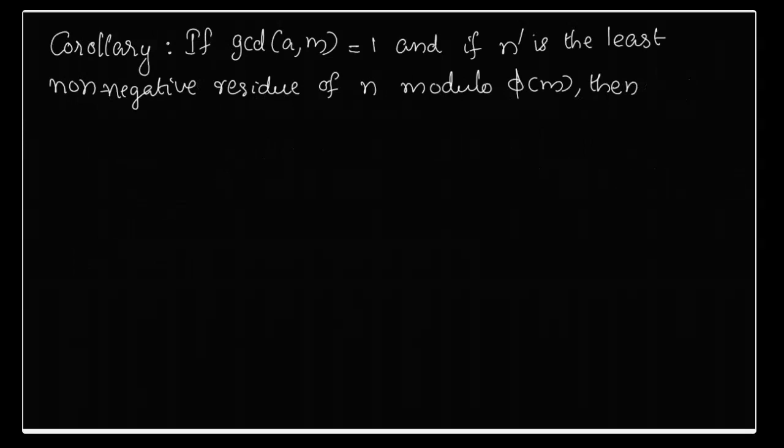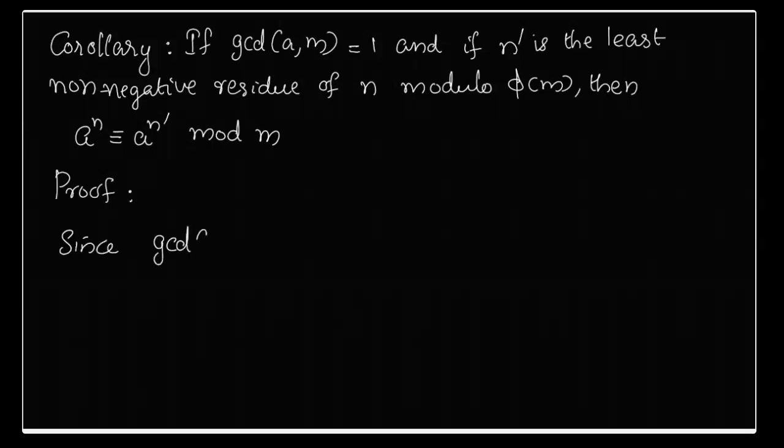Now, let us try to prove this corollary, which states that if GCD of A and m is equal to 1, and if n dash is the least non-negative residue of n modulo phi of m, then A raised to n is congruent to A raised to n dash modulo m. This is an application of Euler's theorem. Since we are given that GCD of A and m is equal to 1, we know that A raised to phi of m is congruent to 1 modulo m using Euler's theorem.